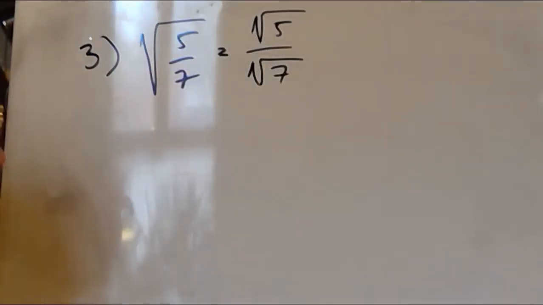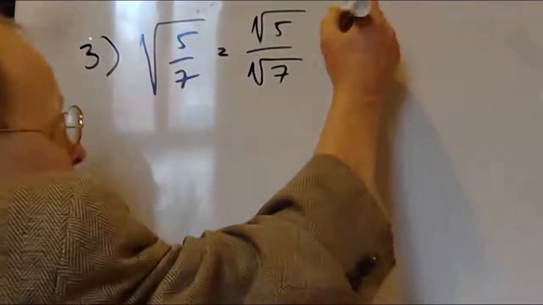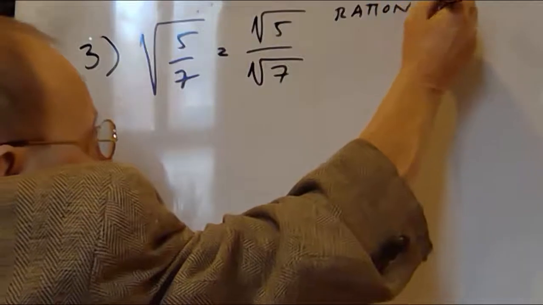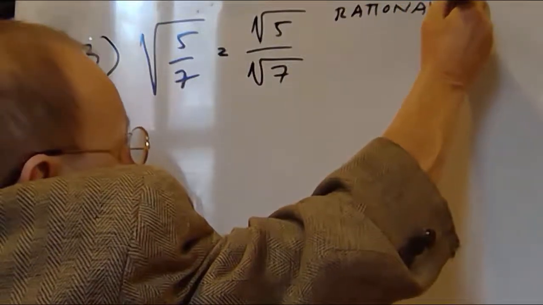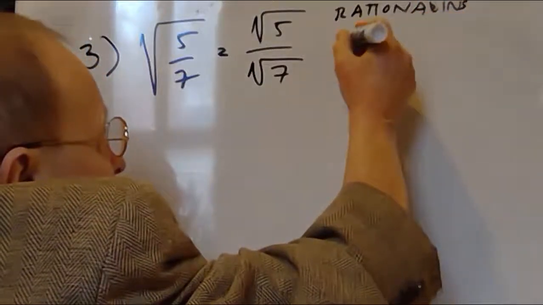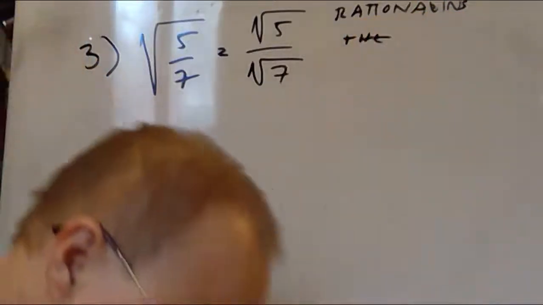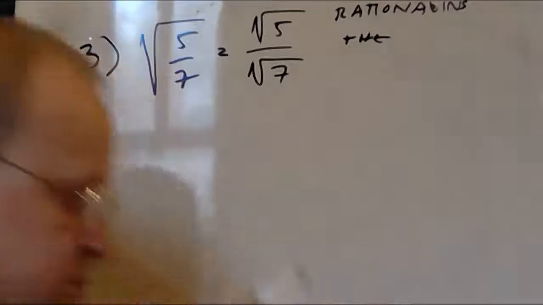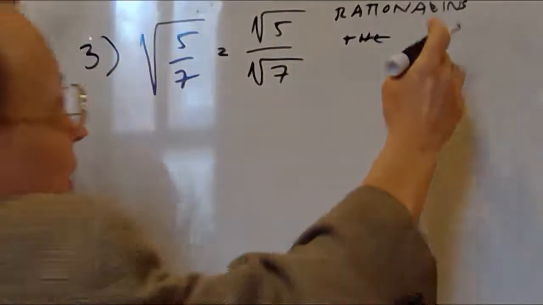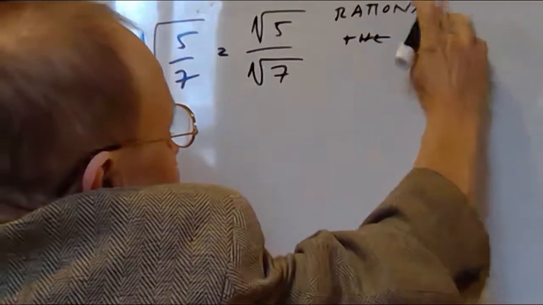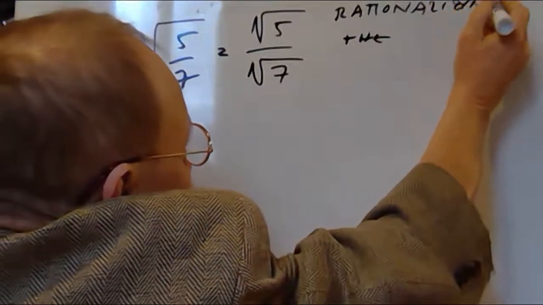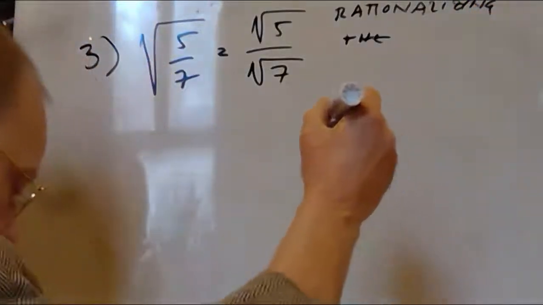So you may ask, well, what do we do? Well, we do something called rationalizing the denominator.